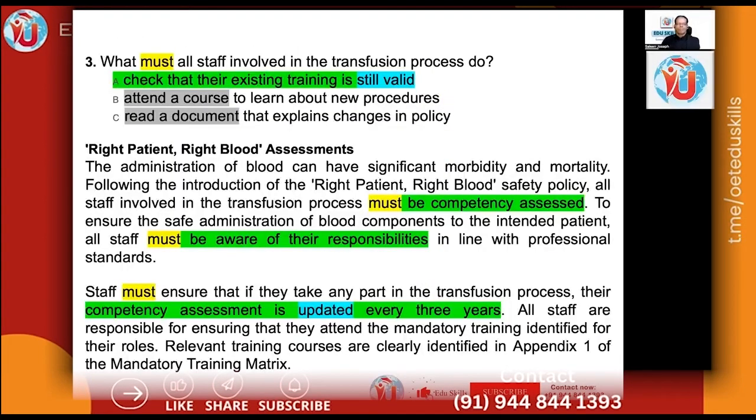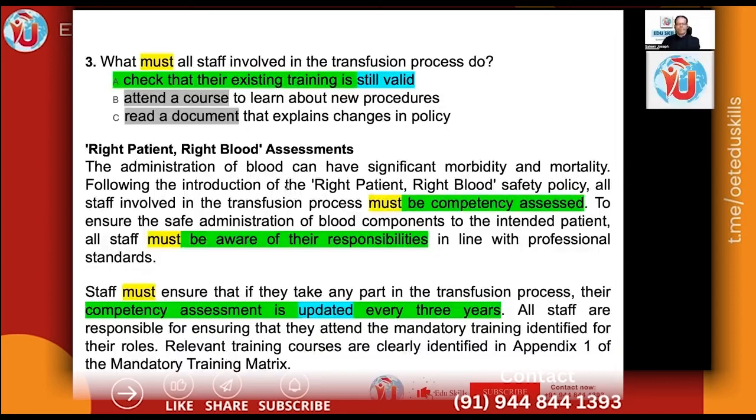What must all staff involved in transfusion process do? A, check that their existing training is still valid. B, attend a course to learn about new procedures. C, read a document that explains changes in policy. You see, there is a must instruction there. One is to check that their existing training is still valid, attend a course, read a document. Three things are said here.